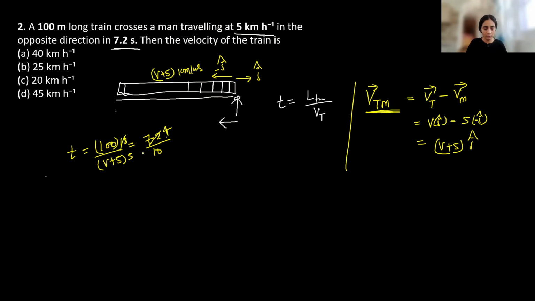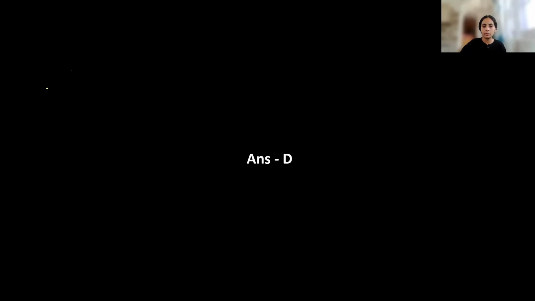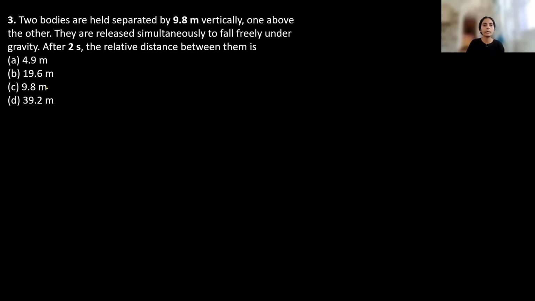Okay, so now simply solve it. So this is this, and this will become how much? This is 20 and this is 5. So v plus 5 is equal to 50. We have taken in kilometer per hour, so this will become 45 kilometer per hour. Sorted. So the answer will be which one? It should be D. चलो आगे बढ़ते हैं.